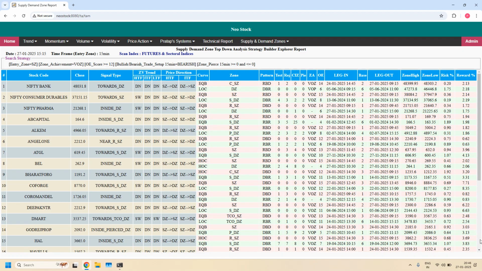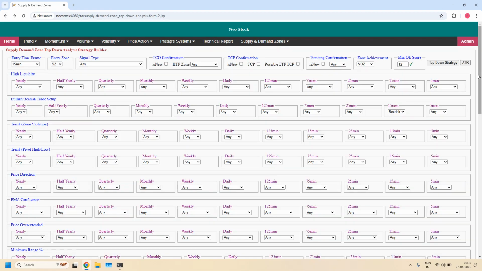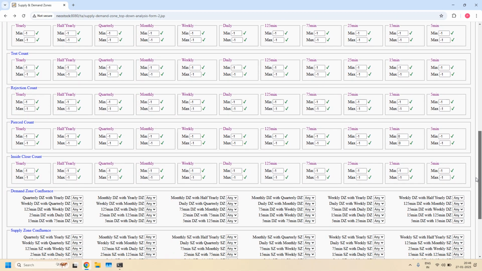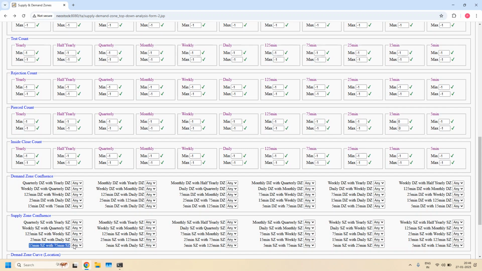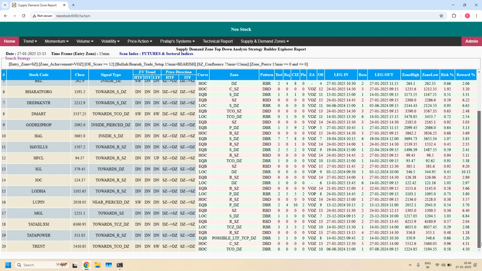I am scrolling the list down. Okay, out of these 26, some of the supply zones are high probability based on high liquidity zones. Apart from that, we can further look for high probability based on the zone confluence. The first filter is LTF and ITF supply zone confluence, that is 15 minute supply zone with 75 minute supply zone confluence. I am enabling the filter. With this filter, out of 26 stocks, we got 20 stocks.